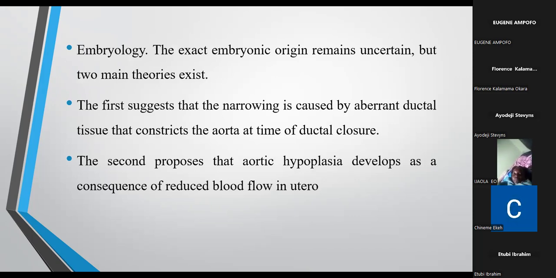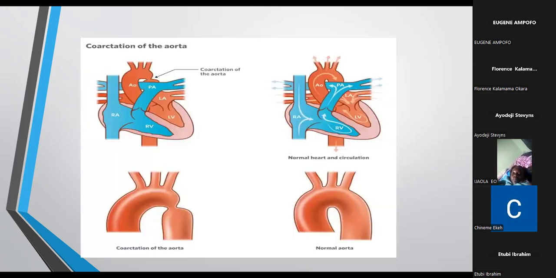Embryology: the exact embryological origin remains uncertain, but two main theories exist. The first suggests that the narrowing is caused by aberrant ductal tissue that constricts the aorta at the time of ductal closure. The second proposes that aortic hypoplasia develops as a result of reduced blood flow in utero.